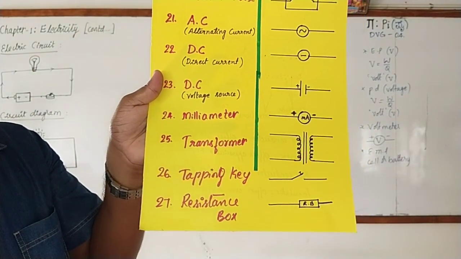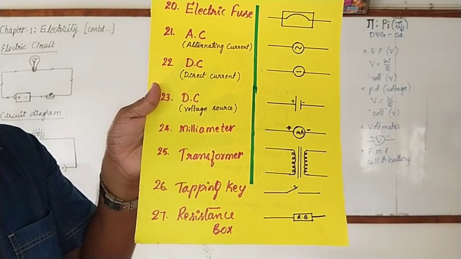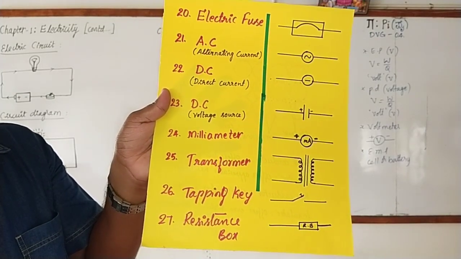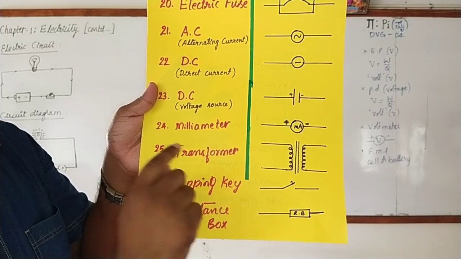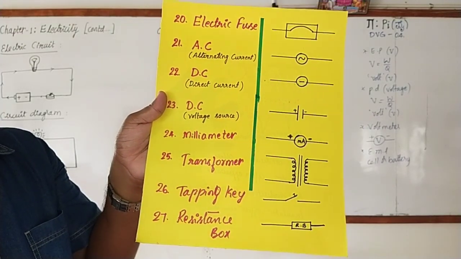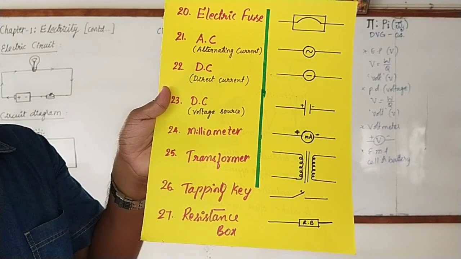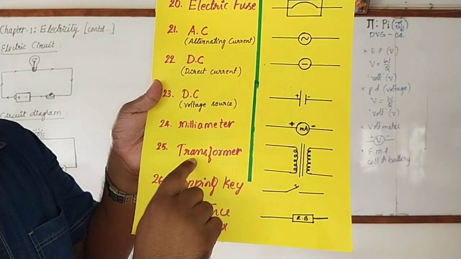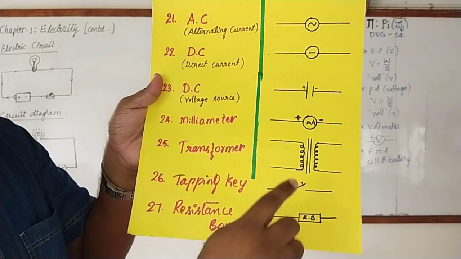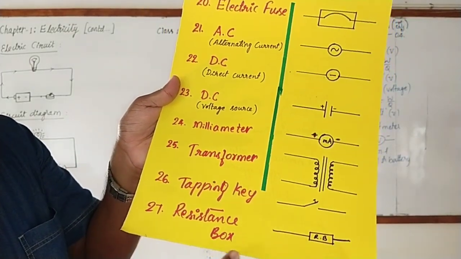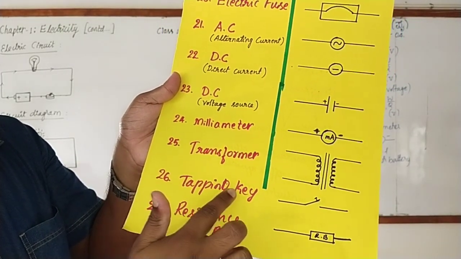Why? To increase or decrease the voltage of alternating current. So that is called a transformer. A transformer is a device used for increasing or decreasing the voltage of alternating current, and this is the symbol of a transformer. And one more, the tapping key.